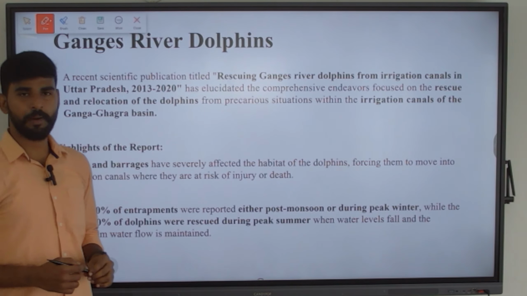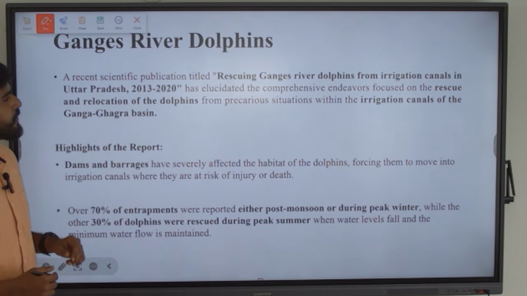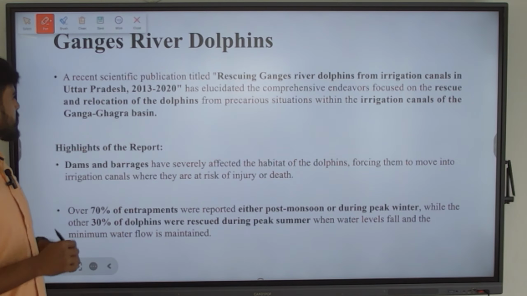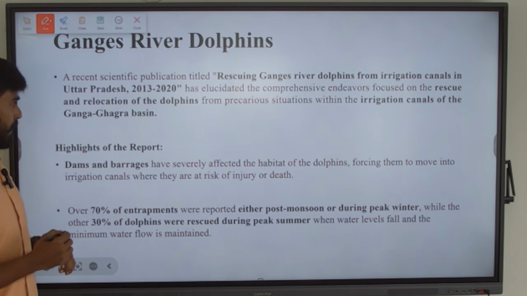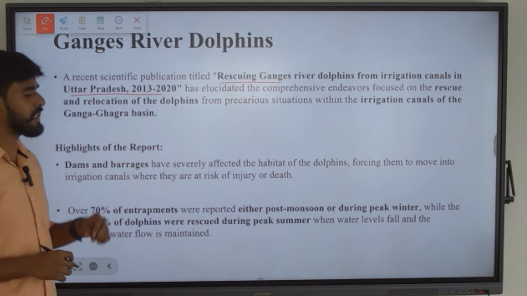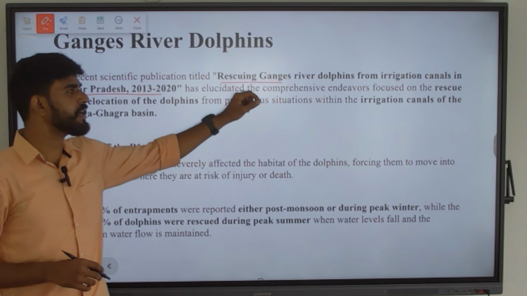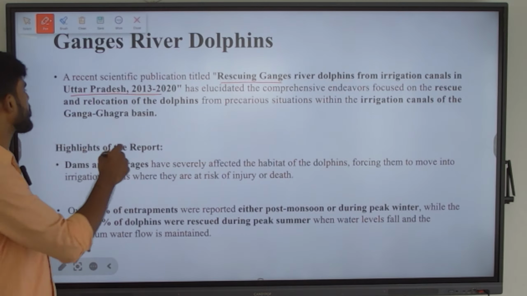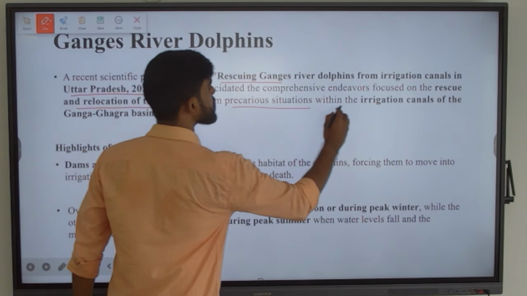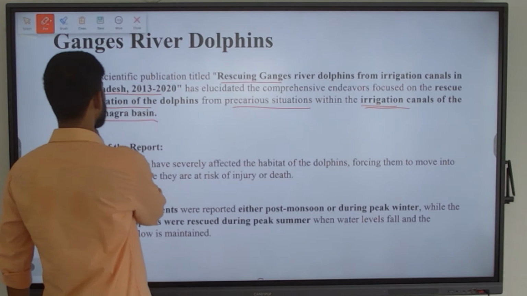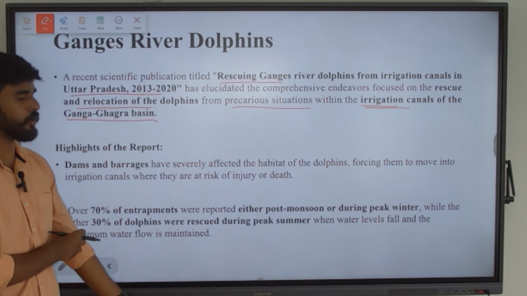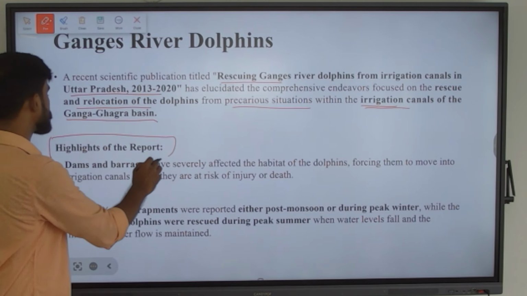So, a recent scientific publication was there, and its title was Rescuing Ganges River Dolphins from Irrigation Canals in Uttar Pradesh 2013 to 2020. This publication has elucidated the comprehensive endeavors which focus on the rescue and relocation of these dolphins from precarious situations within the irrigation canals of this Ganga Ghagra basin. Ghagra is actually a tributary of Ganga. So, what are all the highlights of this report?